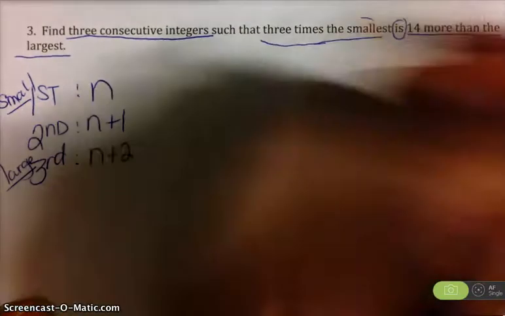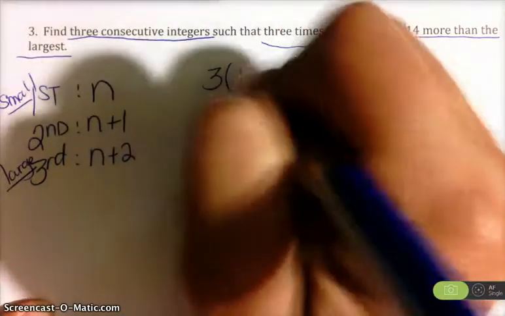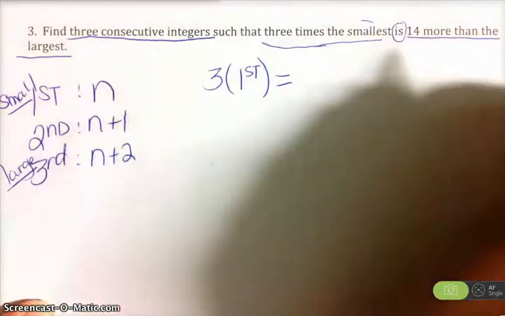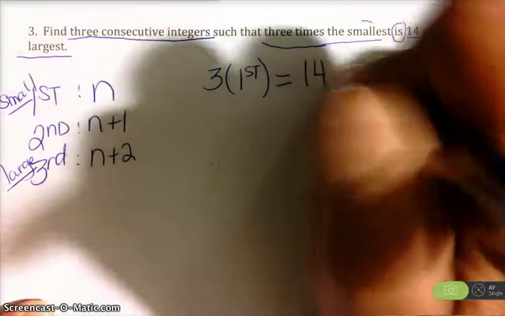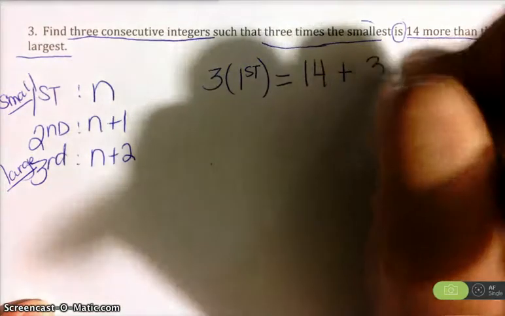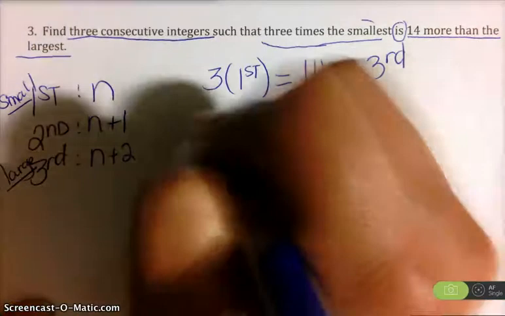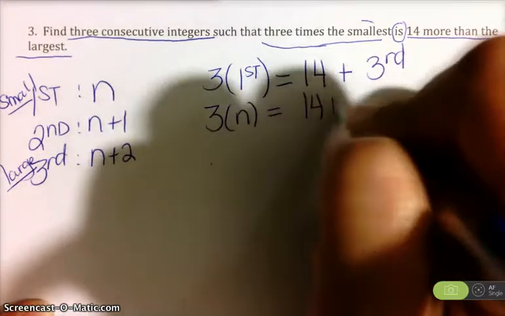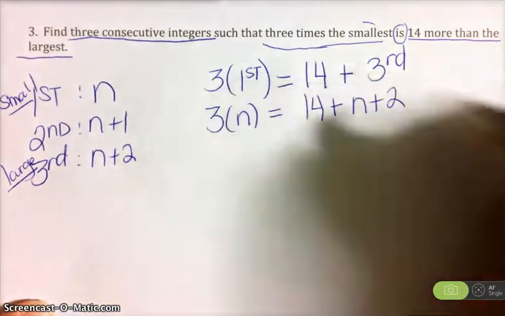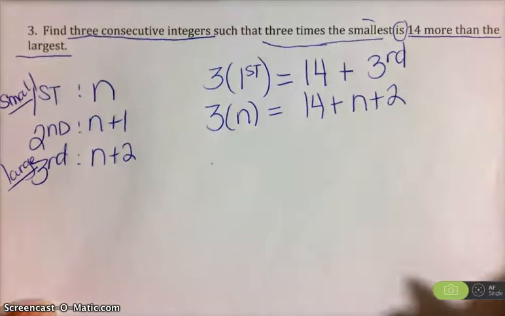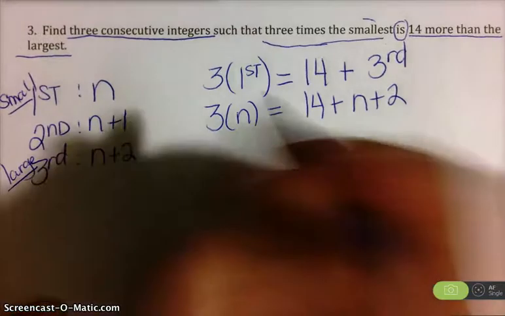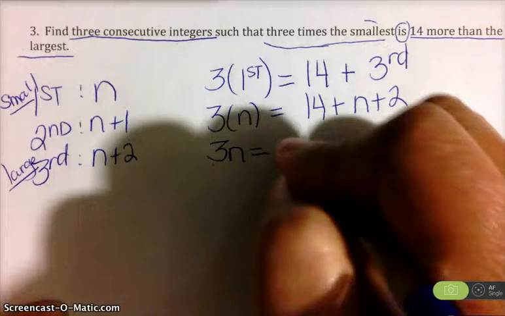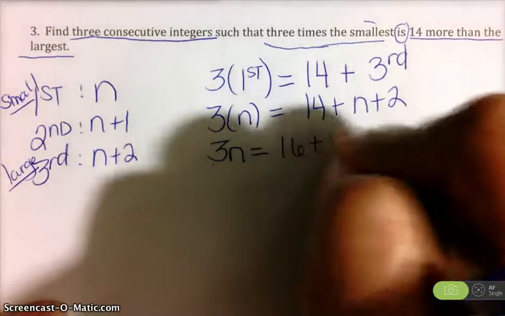Okay, so 3 times the smallest, that's 3 times the first one, equals 14 more than the largest one, which is the third one. So that's 3 times n equals 14 plus n plus 2. And if you notice, we did not use the second one to create the equation, which is fine. We don't have to always use all of them. So I have 3n equals 16 plus n.